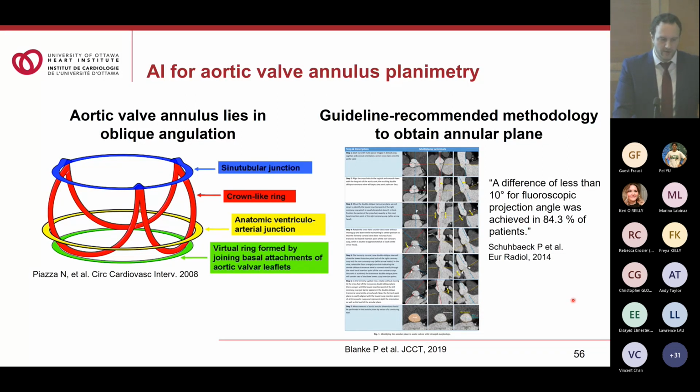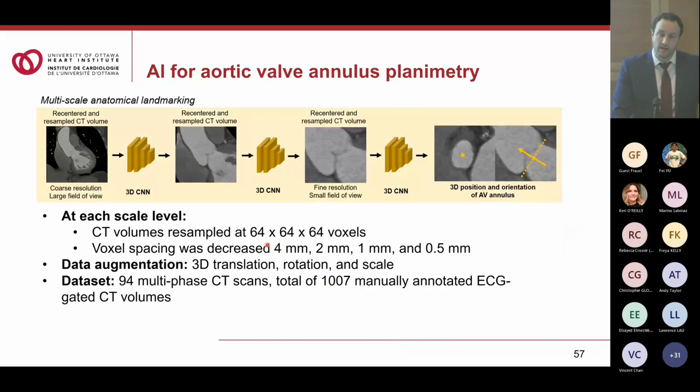So what we developed is an algorithm to automatically locate the valve and then find the orientation of the valve within the CT scan. The method that we used for this is a multi-scale algorithm. You can imagine we start with a very coarse CT scan, making it only a 64 by 64 by 64 matrix, and we have the algorithm take a guess as to the location of the valve at that level of detail, and then we zoom in onto that region of the valve.